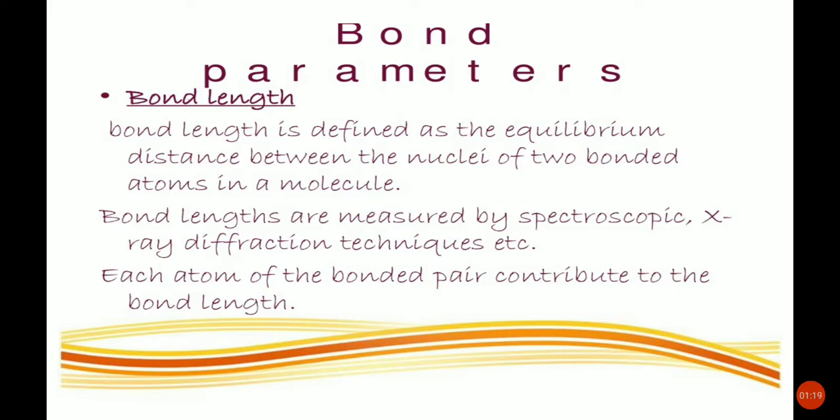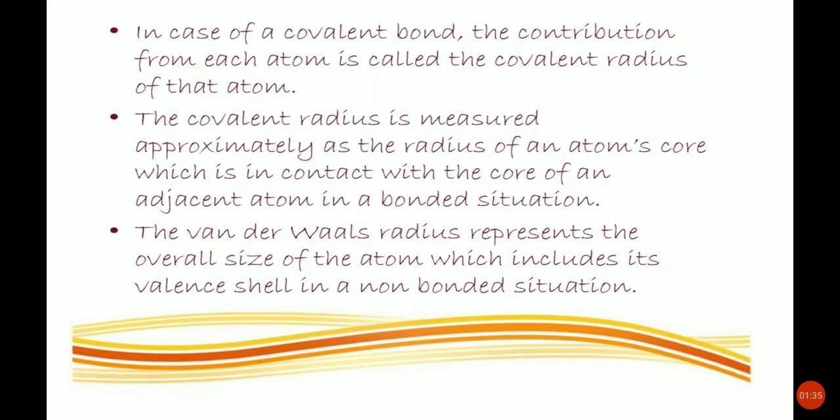So bond lengths are measured by spectroscopic or X-ray diffraction techniques. Each atom of the bonded pair contributes to the bond length. In case of a covalent bond, the contribution from each atom is called the covalent radius of that particular atom.